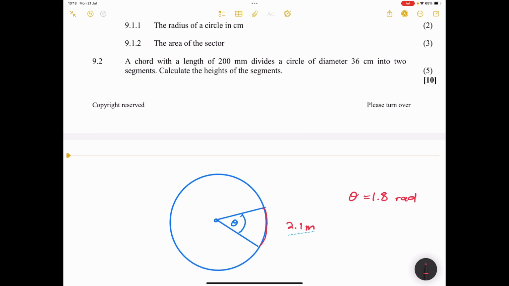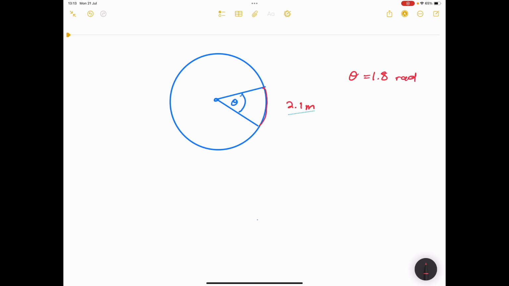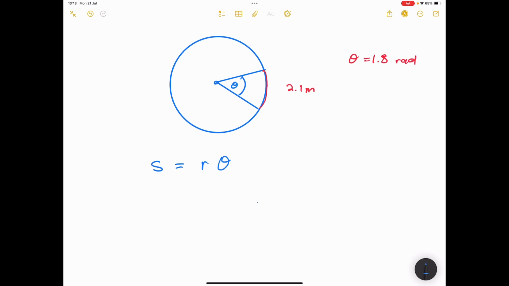Right, so let's calculate quickly. We know that the arc length is always going to be the radius multiplied by the central angle. We know this is 2.1 meters. But we need to be very careful that if we were given R, we needed to make sure that R is also in meters. So all we're going to do is divide both sides by 1.8 to get the value of R.